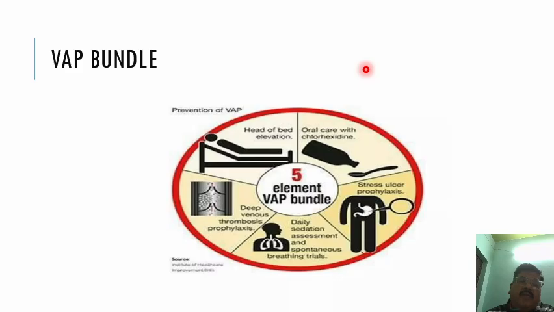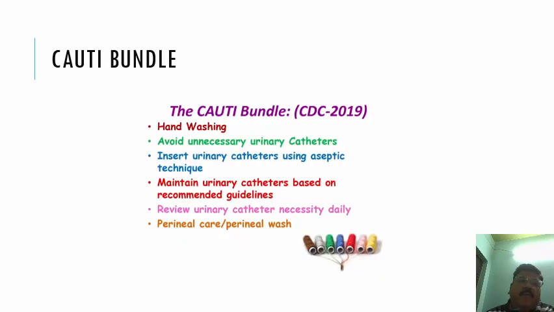So this is a photograph showing the ventilator-associated pneumonia prevention bundle. Head of the bed elevation, oral care with chlorhexidine. A cotton swab is moistened with chlorhexidine and wiped inside. Then stress ulcer prophylaxis, and deep vein thrombosis prophylaxis is given. Daily sedation assessment and spontaneous breathing trials. Then the CAUTI bundle, for catheter-associated urinary tract infection: hand washing, avoid unnecessary urinary catheters, insert urinary catheters using aseptic technique, maintain urinary catheters based on recommended guidelines, and review urinary catheter necessity daily.